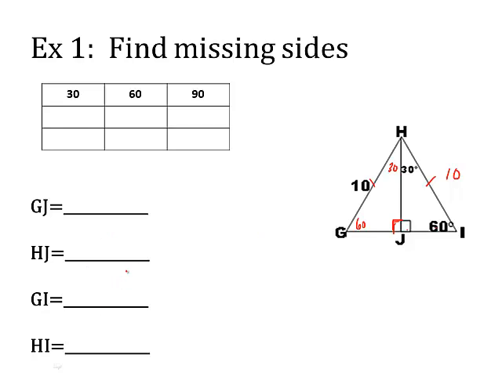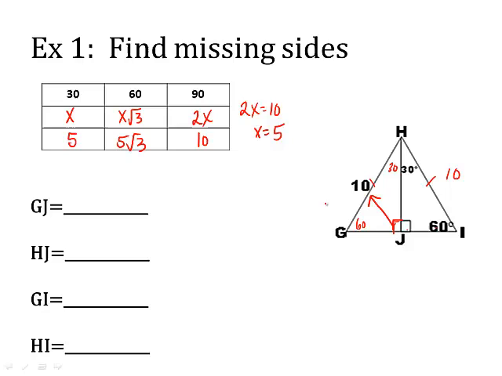So let's solve this out. What I know is the side across from the 90. That's the given side. So I'm going to put my pattern in: x, x square roots of 3, 2x. The side across from the 90 is a 10. So I solve it, and I can fill in the gaps. So this is 5 square roots of 3.